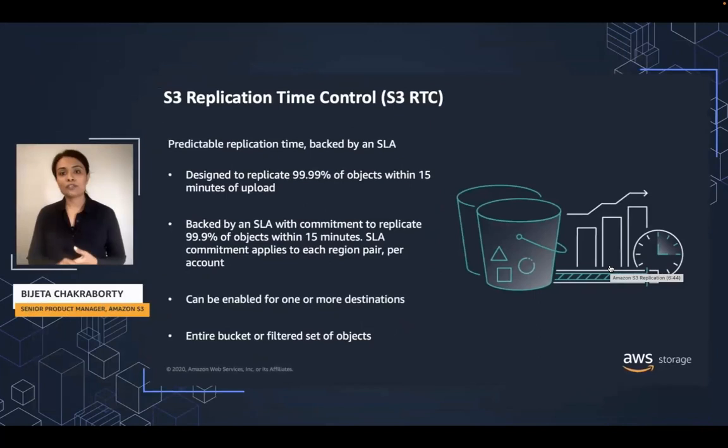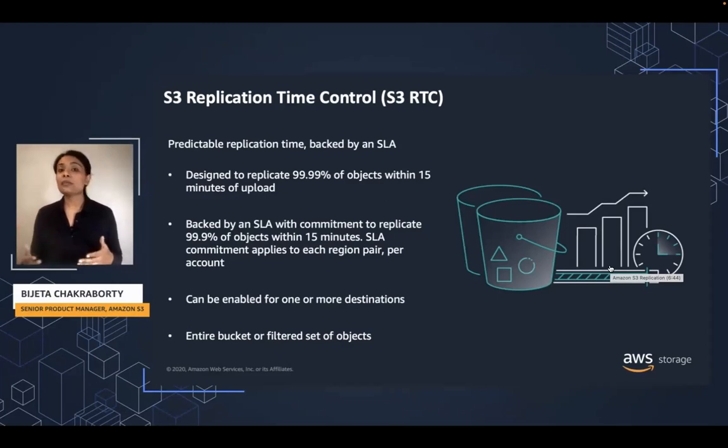Now, if you're a customer looking for a predictable SLA-backed guarantee on your data replication, consider using S3 replication time control, or S3 RTC. S3 RTC is designed to replicate 99.99% of your objects within 15 minutes of upload, with replication typically completing in seconds. You get an SLA commitment that says that 99.9% of your objects will get replicated to your destination bucket in that 15-minute time interval. The SLA applies independently to each replication rule for the identified region pair.